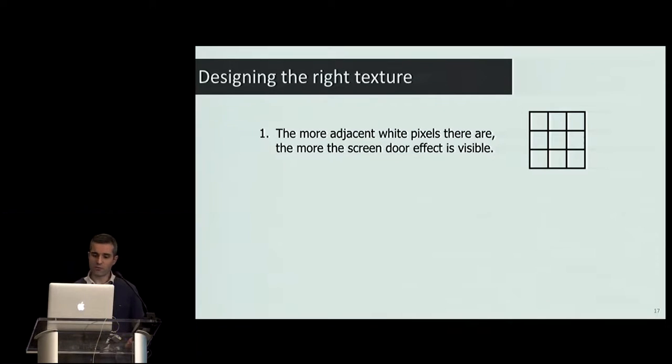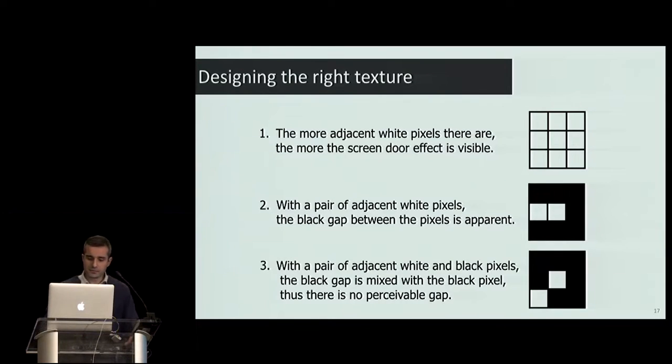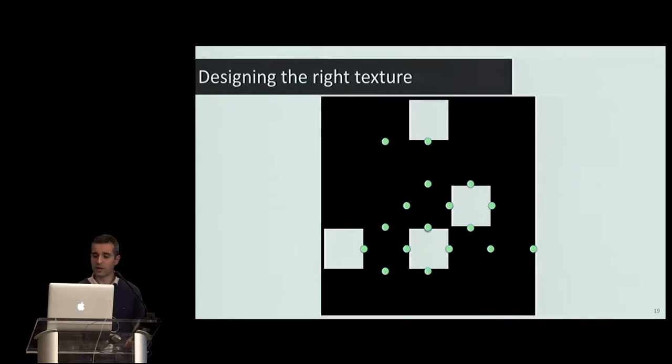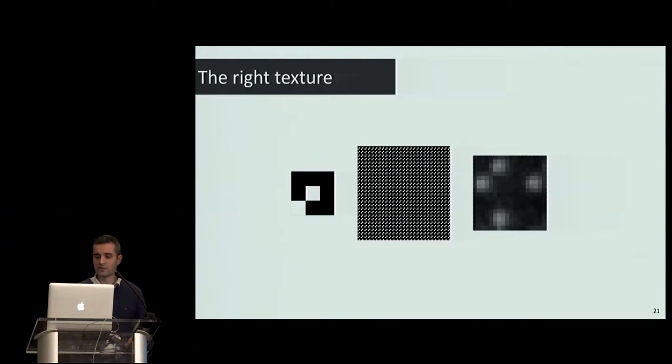So to design the right texture to display, a few rules. First, the more adjacent white pixels there are, the more the screen door effect is visible. And if you have a pair of adjacent white pixels, the black gap between the pixels is apparent. So we need to mix the black gap between pixels with black pixels so that it is no longer perceivable, and so we need to hide the screen door effect. With such textures, when we move the texture, only a few features are incorrectly classified as stationary. And so this is the texture we used.